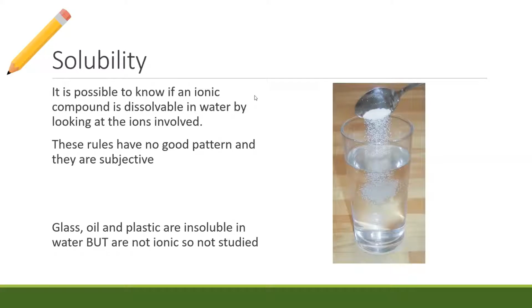Down the bottom here, glass, oil, and plastic are insoluble in water, okay? But they're not ionic, so we're not going to study them. When we talk about ionic compounds, we're talking about a positive ion bound to a negative ion. They're the only ones we're going to look at. We're only going to focus on salts essentially, different types of salts, and whether or not a salt is soluble in water, and most salts are.